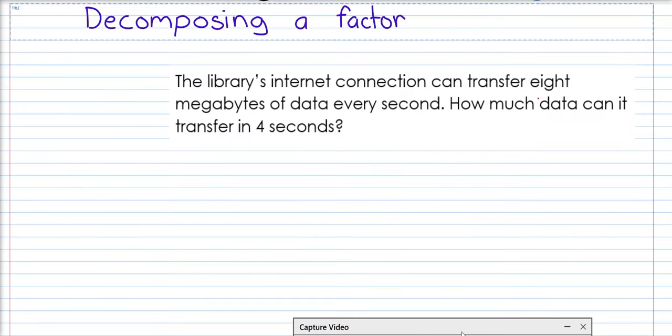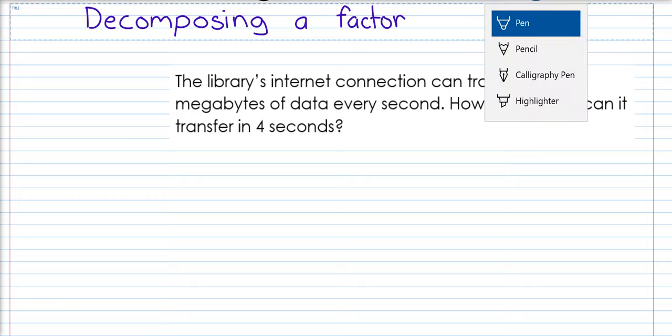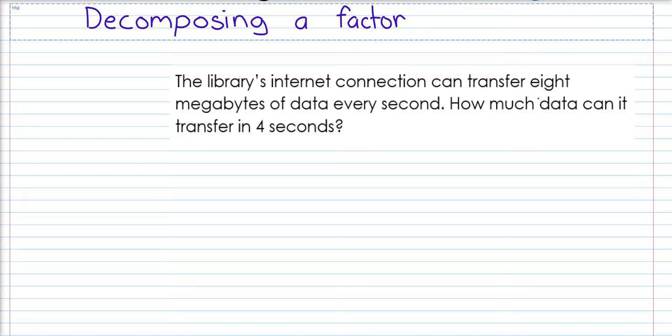Okay, here's another problem for us to try. The library's internet connection can transfer 8 megabytes of data every second. How much data can it transfer in 4 seconds? So again, this looks like a multiplication problem to me because we have equal groups. We have 8 megabytes of data in every second. So this is the problem, 8 times 4.